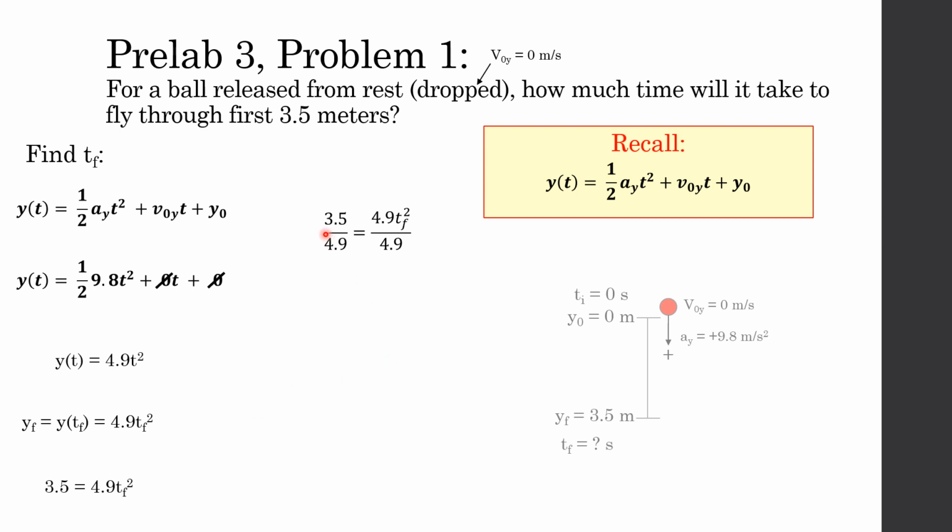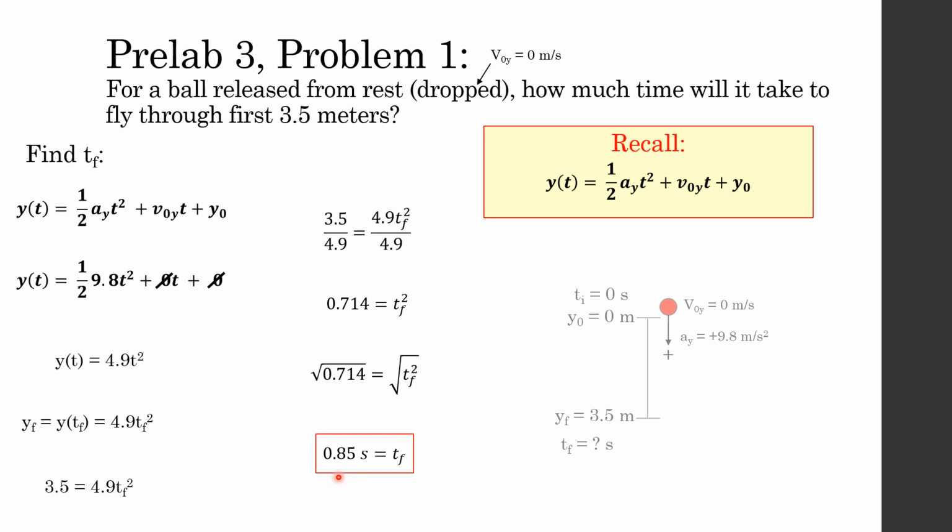We divide both sides by 4.9 to get t final squared by itself. Then once we divide both sides by that, we get 0.714 is equal to t final squared. We take the square root of both sides, and we get that t final is equal to 0.85 seconds.